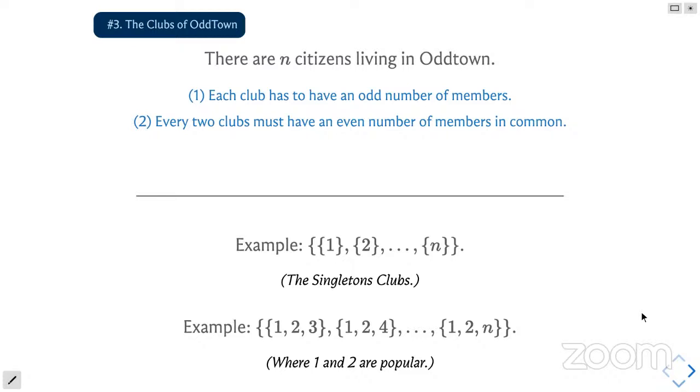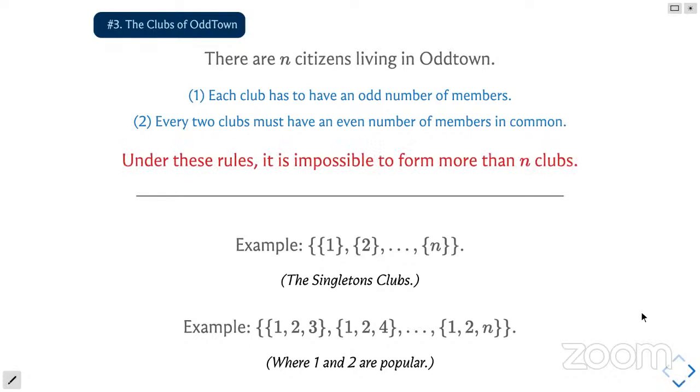So in fact, the collection of all collections that have n sets that satisfy both of these rules also has some nice combinatorial properties, but that's a little out of scope for us, so we won't go there. So we just have two examples, both of which are valid and only one of which is maximal. And that brings us to the surprising result, which says that if you are constrained by both of these rules simultaneously, then you cannot form more than n clubs.